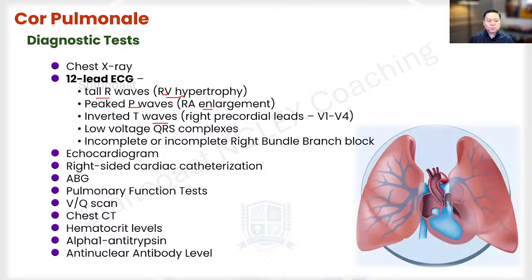And the patient will also have either incomplete or complete right bundle branch block. Okay, so what you're going to see here is that there will be widening of the QRS complex, and also an RSR pattern in lead V1. So again, this is complete and incomplete right bundle branch block.